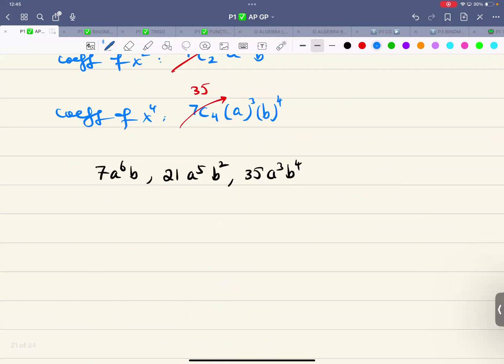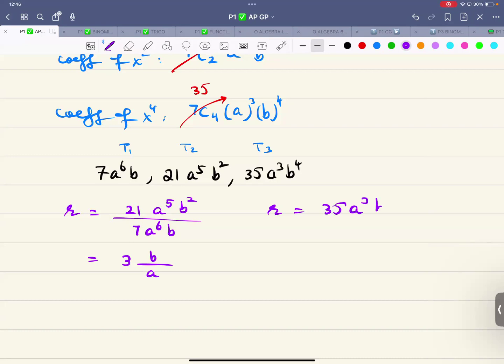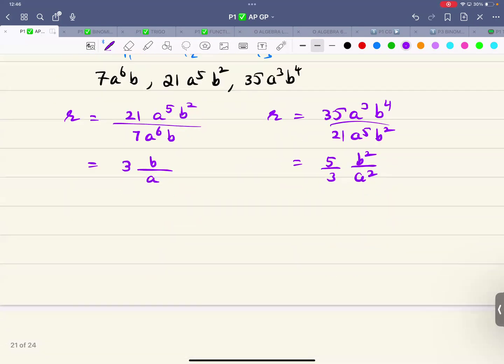Now what we can do is that, again, this is T1, T2, T3. So first of all, common ratio, T2 over T1, 21, A5, B square over 7, A6, B. This is 3. There is an A at the bottom, and there is a B at the top. Okay. Common ratio again. So now this is 35, A cube, B4, divided by 21, A5, B square. 7 5s are 35, 7 3s are 21, A square at the bottom, B square at the top.